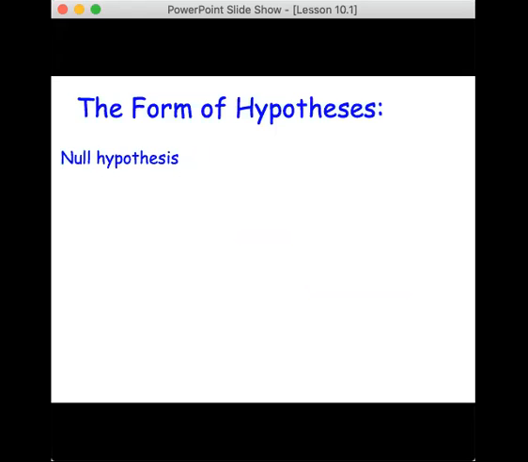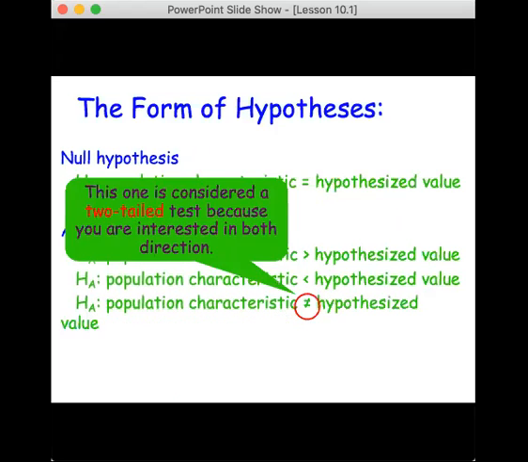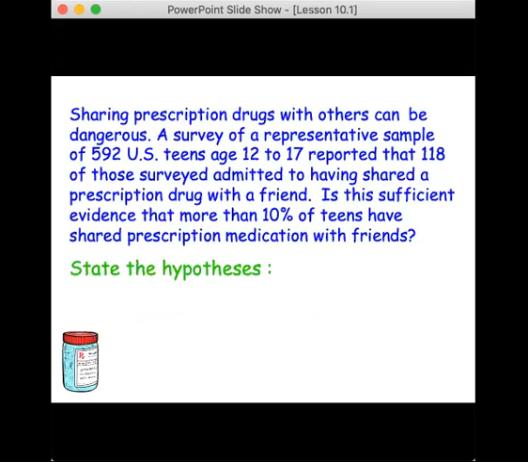All right, I'm gonna switch. Okay, so now let's get into a problem. Okay, let's see. Cassidy, can you read this one out for us? The prescription drugs. Sharing prescription drugs with others can be dangerous. A survey of a prospective sample of 592 U.S. teens ages 12 to 17 reported that 118 of those surveyed admitted to having shared a prescription drug with a friend. This is significant evidence that more than 10% of teens have shared prescription medication with friends. Awesome, thank you. All right, so we're gonna just state the hypothesis, all right?